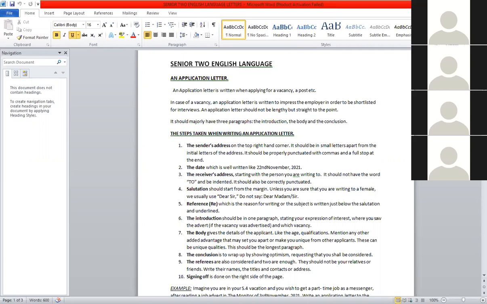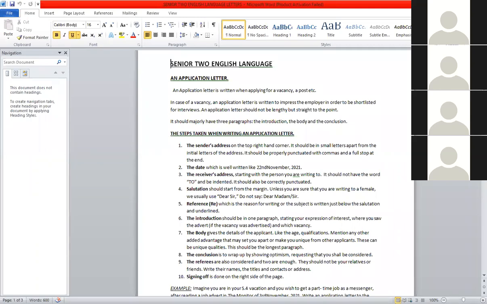What do we include in the body? What do we include in the conclusion? What do we include in the introduction? Okay, so as you read, always remember, the moment you miss out an aspect, then you lose a mark.